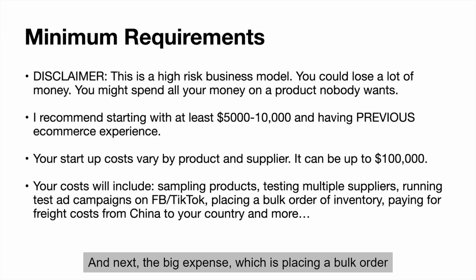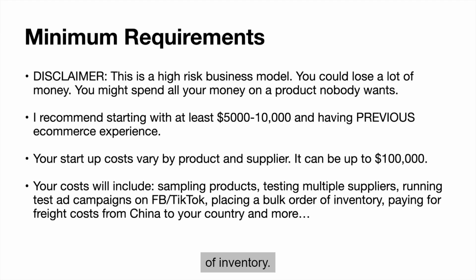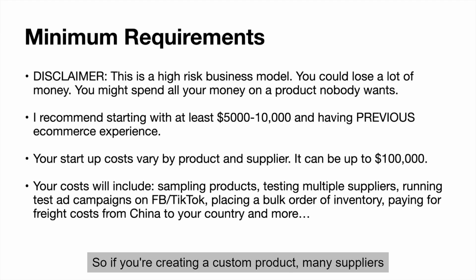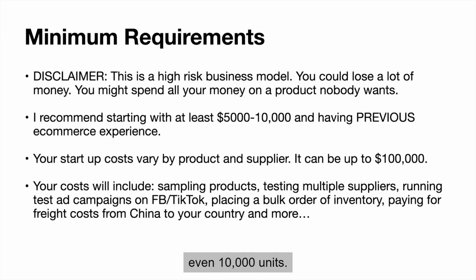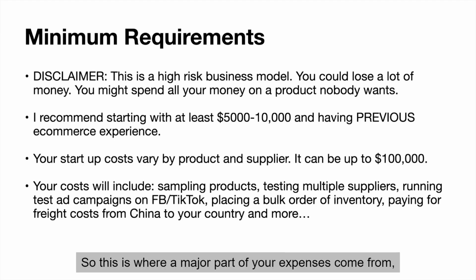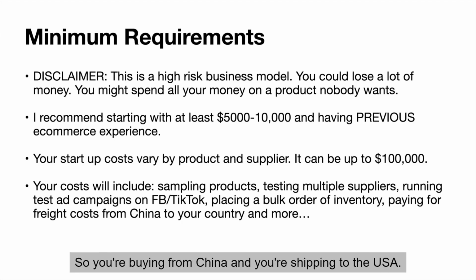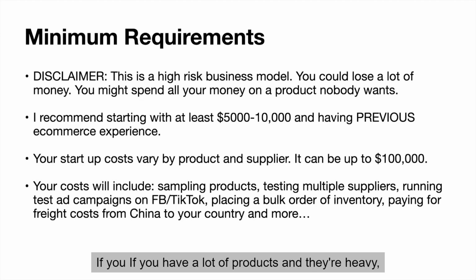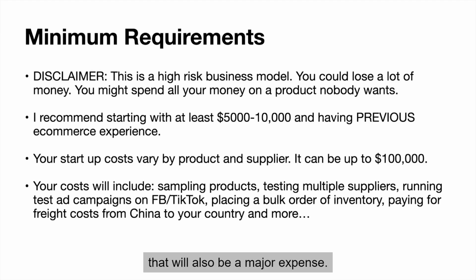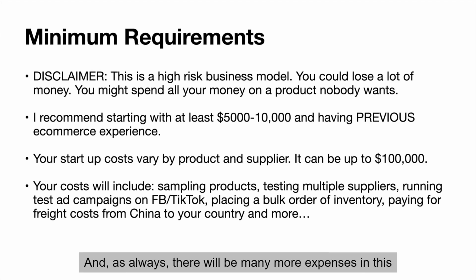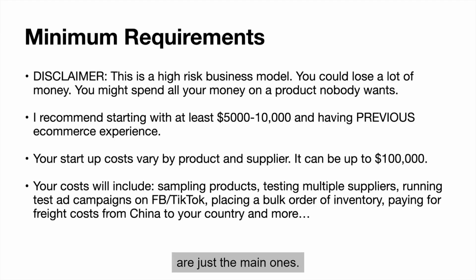And next, the big expense, which is placing a bulk order of inventory. So if you're creating a custom product, many suppliers will want you to order 1,000 units, 5,000 units, sometimes even 10,000 units. So this is where a major part of your expenses come from. And then you have the freight costs from China. So if you're buying from China and you're shipping to the USA, if you have a lot of products and they're heavy, that will also be a major expense. And as always, there'll be many more expenses in this game, especially when you start a private label brand, a custom product. There'll be many more expenses that come up. So these are just the main ones.